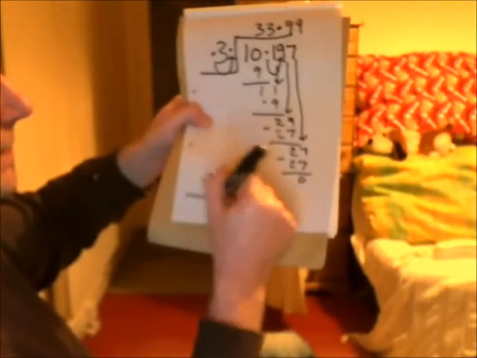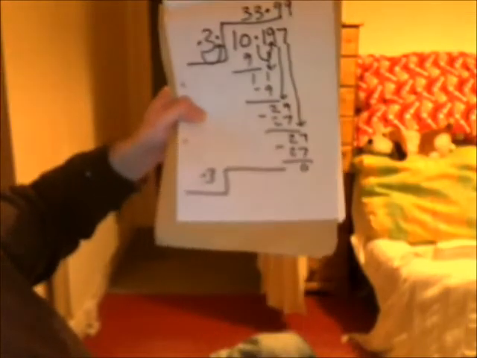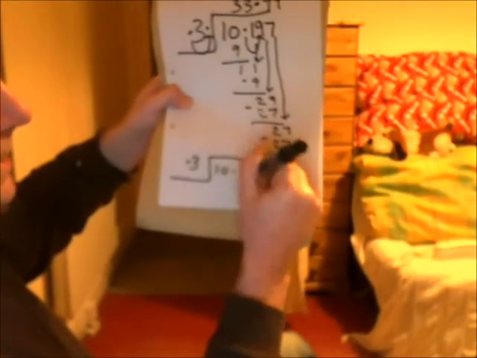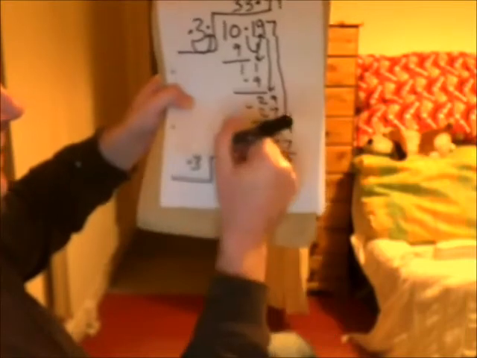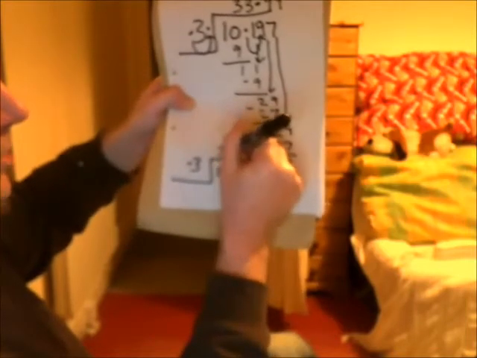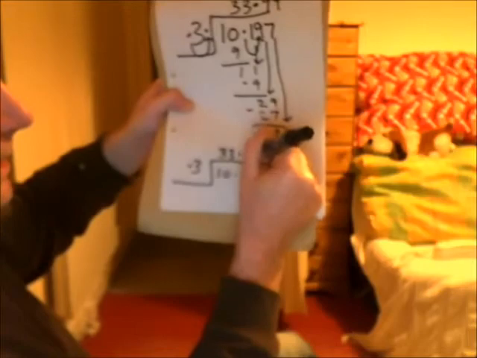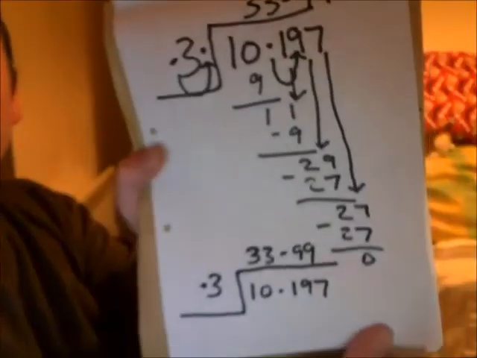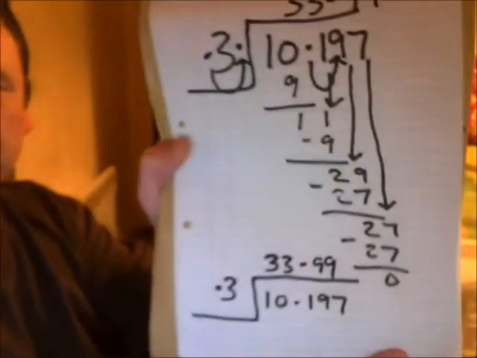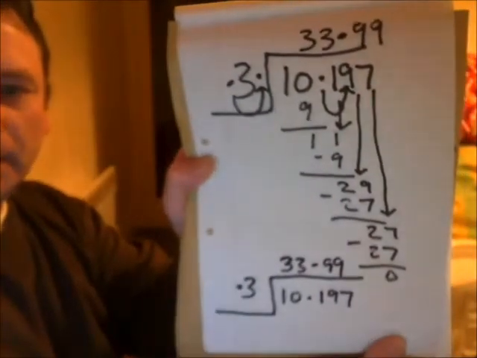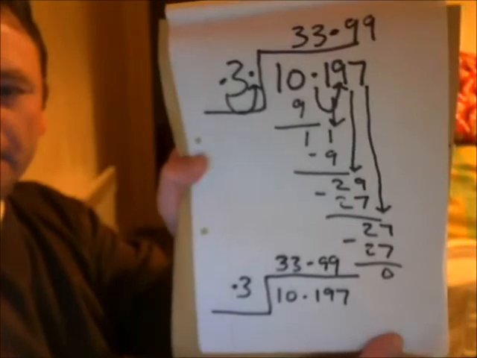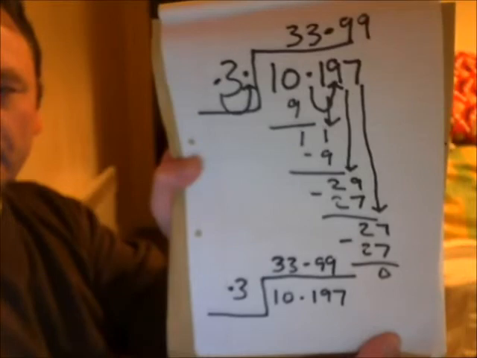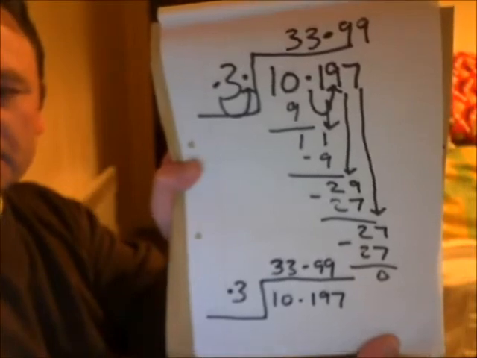Make it look a little bit neater. 0.3 into 10.197 is 33.99. Now I'll just hold this up for you here so you can go through the workings at your leisure. And I hope you understand the principle to it all.